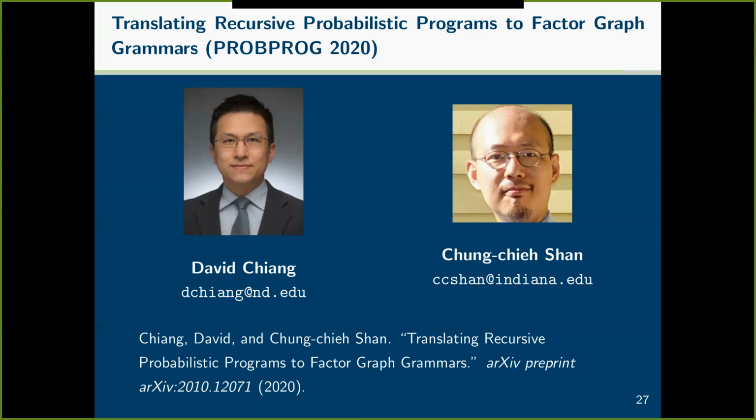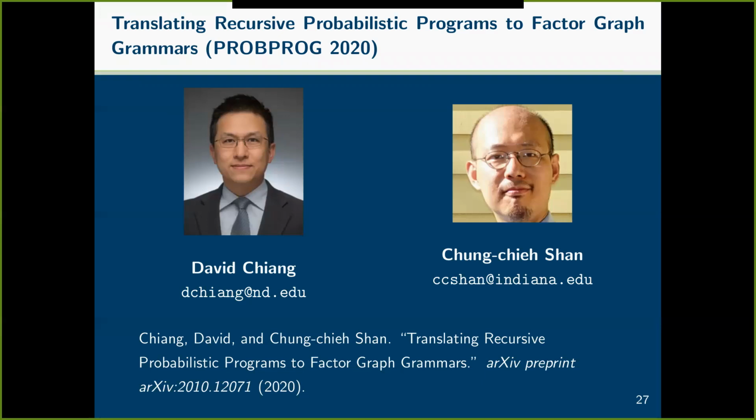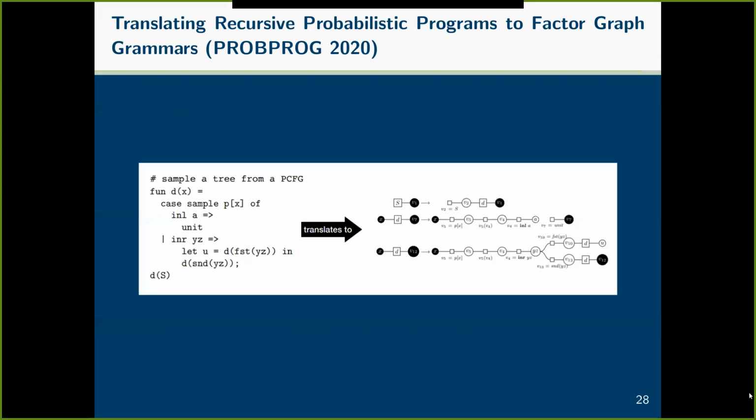I can't present this work in any detail, so you can check out their arXiv paper on this. They presented it at PROBPROG 2020, and just as a sneak peek, here is a picture that I copied out of David's talk, where he defined a program for sampling from a PCFG and then automatically converted it to a factor graph grammar that looks a lot like the PCFG grammar that we saw earlier in this talk, except now it's sideways and it's got a little bit of extra stuff in it. So that is ongoing work. David and Chengqie are working on this.